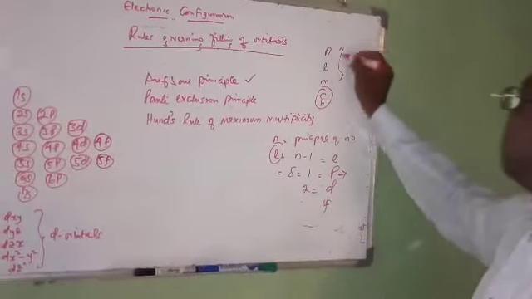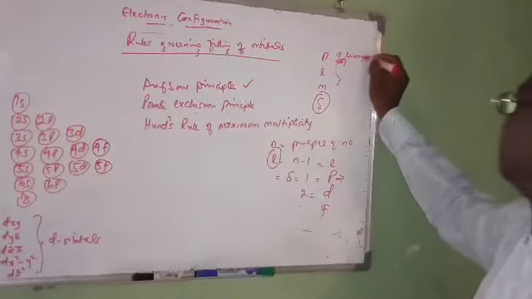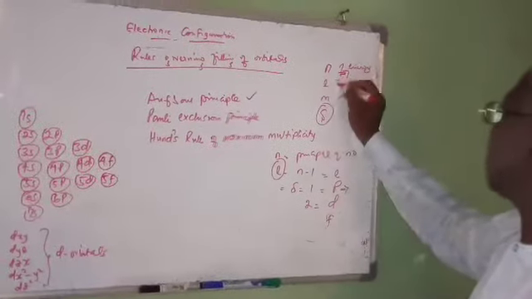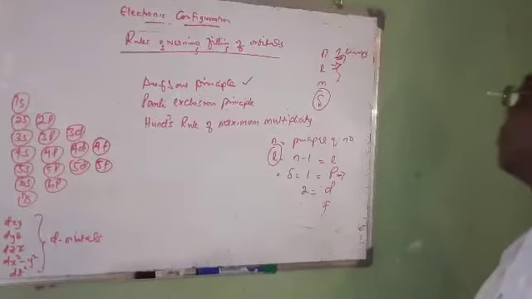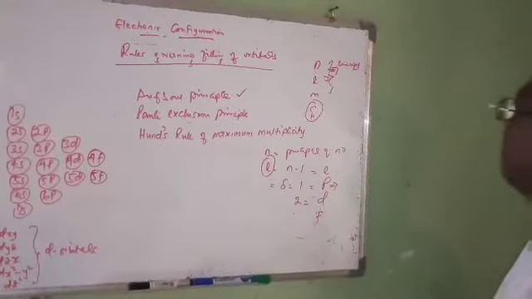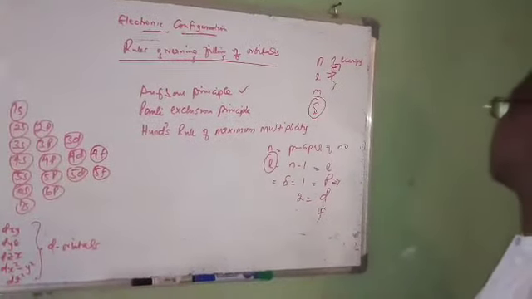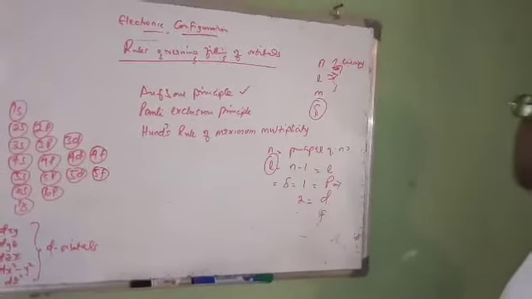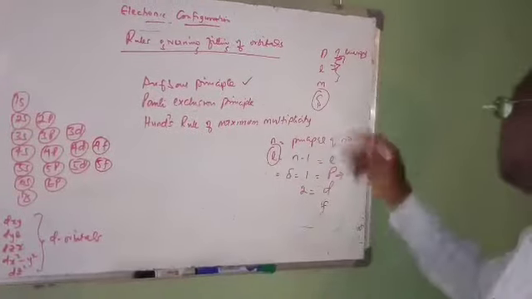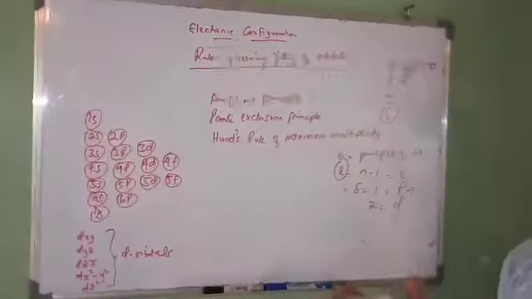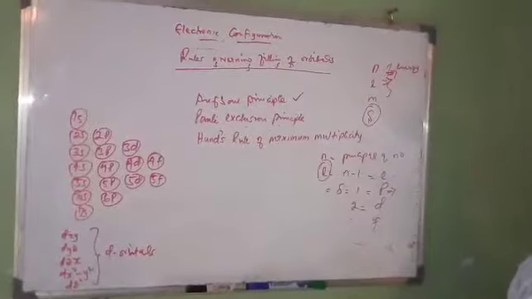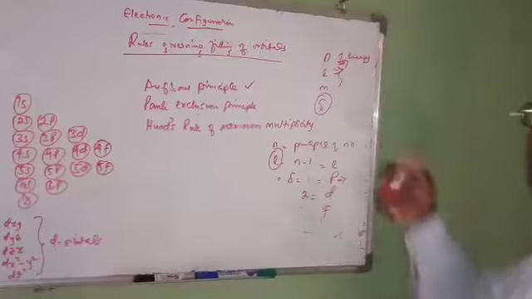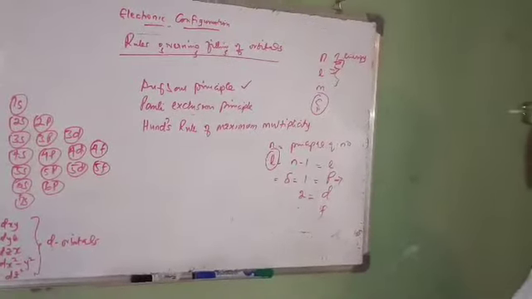The principal quantum number tells us about the energy occupied by the electron. The azimuthal tells us the geometry of the orbital. The magnetic quantum number tells us the spatial orientation of the electrons in the orbital. And the spin tells us the spin of the electron, either in one direction or the opposite.